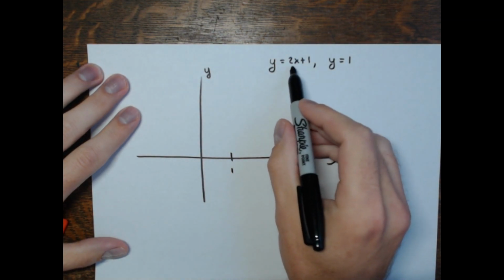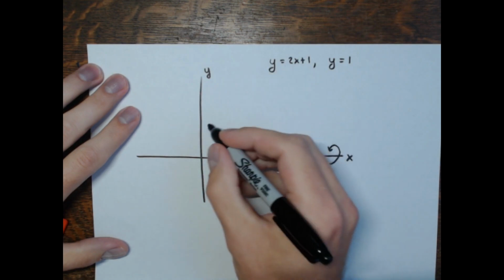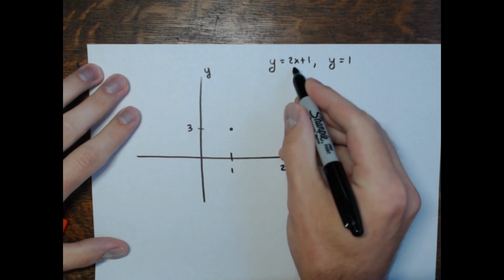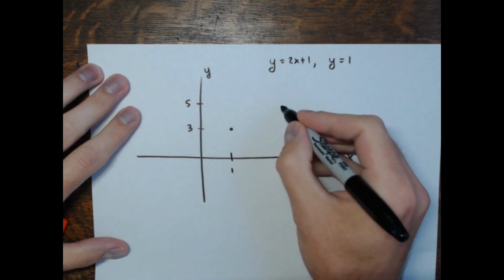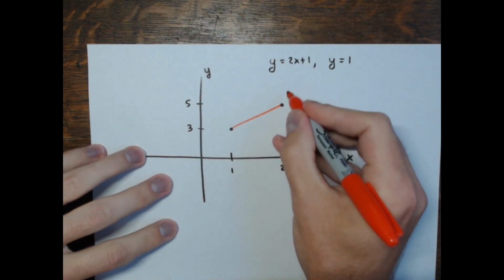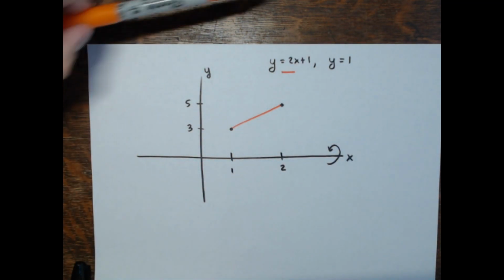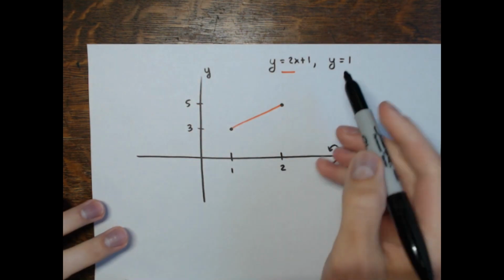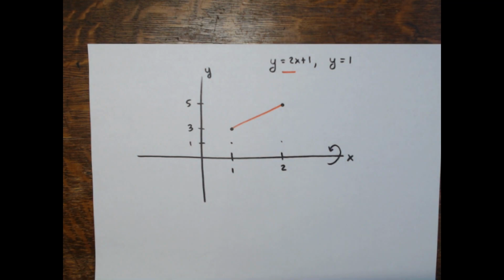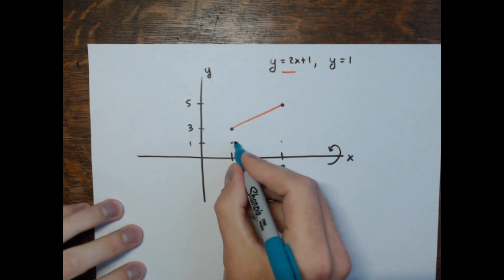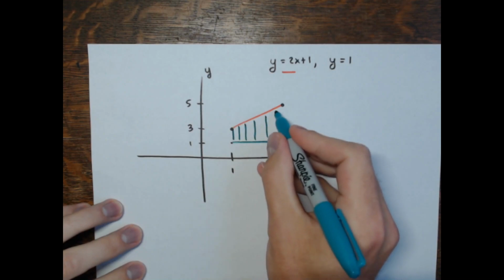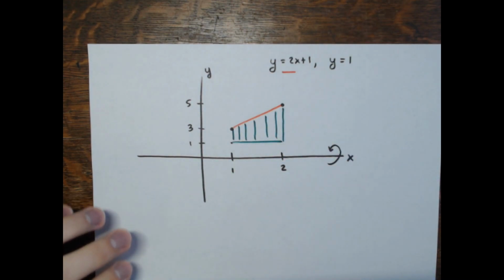All right, now first curve, when I plug in 1 for x, I get 3 for y. And when I plug in 2 for x, I get 5 for y, right? So that's just a line. And then the other curve is just y equals 1, no matter what. So it's 1 on both ends, a piece of a horizontal line. So the region being talked about is this region here over the interval from x equals 1 to x equals 2, right? That's our region.